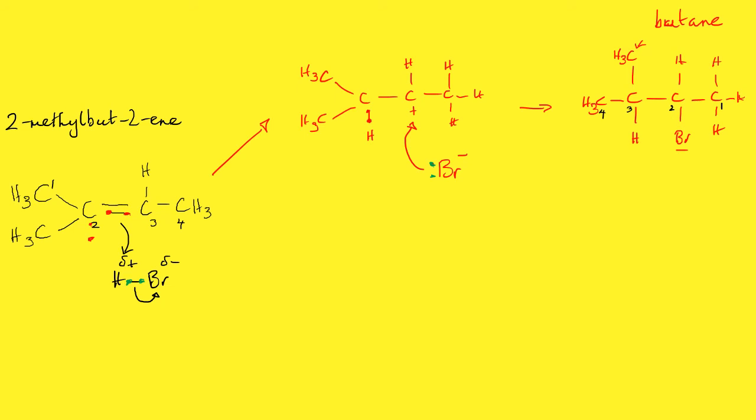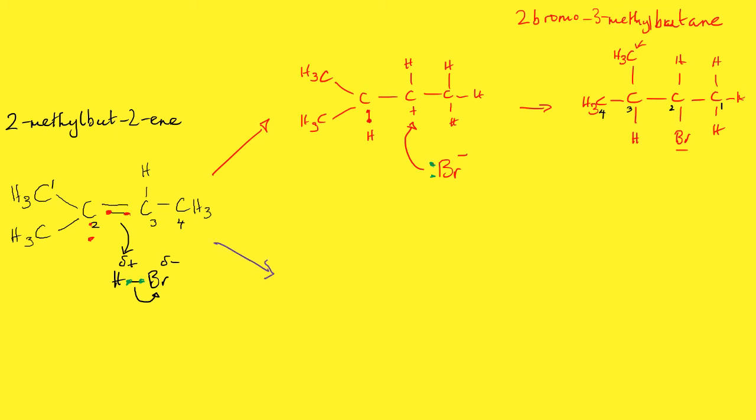Okay, so our name is going to be 2-bromo, right? Because the bromo is on carbon number 2. Now our methyl group is on carbon number 3, so it's going to be 3-methyl. 2-bromo-3-methylbutane is the name of that product. Okay, so that's one of our halogenoalkanes. Let's do the other one.